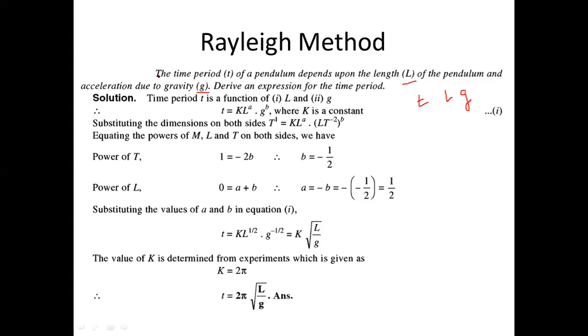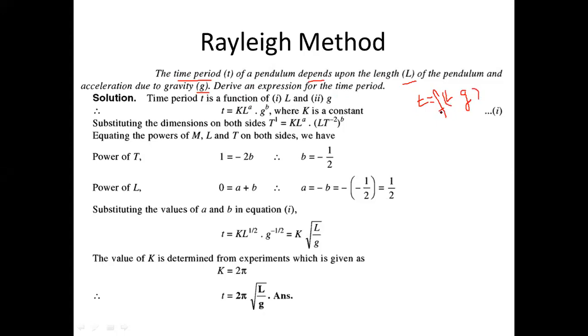See, again, if you read the language of the question, it says that the time period of a pendulum depends on L and G. So time is depending upon L and G. Fine. So time is a dependent variable, and L and G are the independent variables. That means we are going to find the relation of time period as a function of length and acceleration due to gravity.